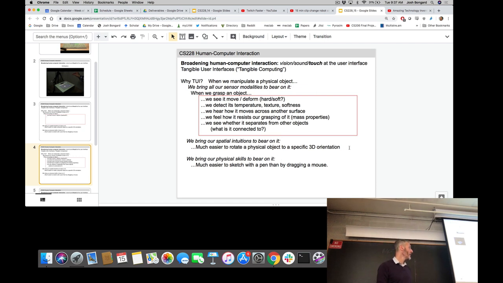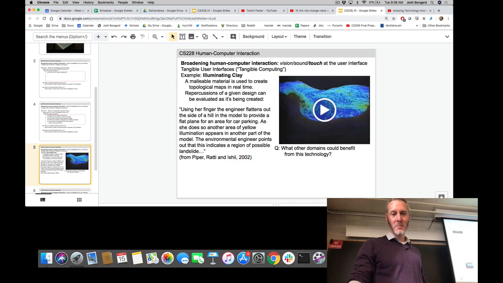Most importantly, I think, is this idea of bringing our spatial intuitions to bear on the object. Have you ever worked with CAD software and you're trying to design an object in three-dimensional space? It's very difficult with a mouse to rotate an object to a desired orientation. It would be wonderful in a CAD if you could just reach in, quote unquote, grab the object and rotate it in the way that you like. So I think there's a lot of potential applications for tangible interfaces. Same thing with pens versus a stylus or drawing with a mouse.